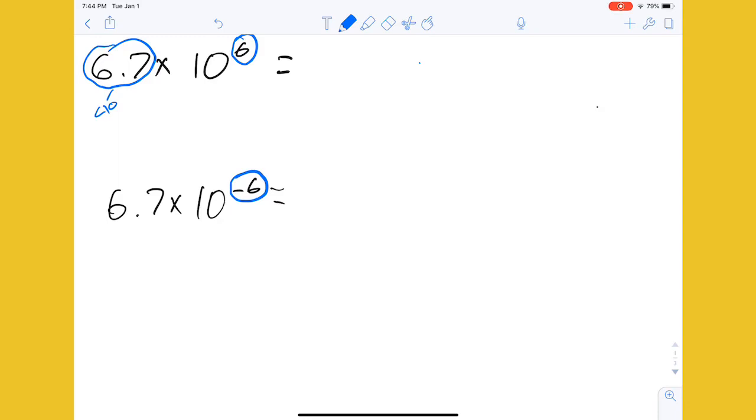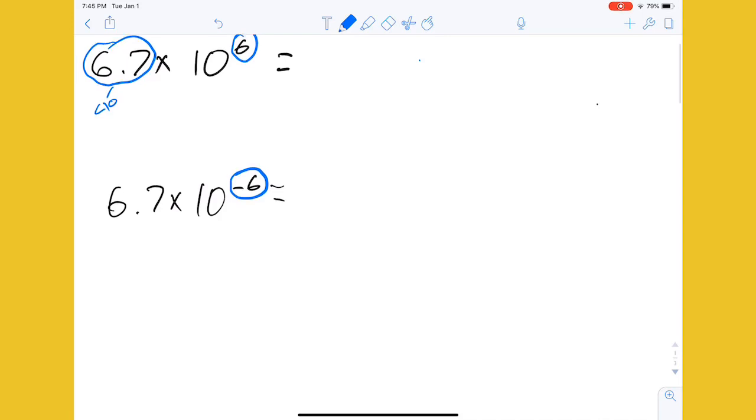So how this works, how the original way that everyone's taught to do it is you put 6.7 and then if the number is positive 6, then you move the decimal place 6 places to the right, and if it's negative 6, you move it 6 places to the left. But let's show you that. So 6.7, 1, 2, 3, 4, 5, 6, 6 places to the right because it's positive. Fill in the zeros.